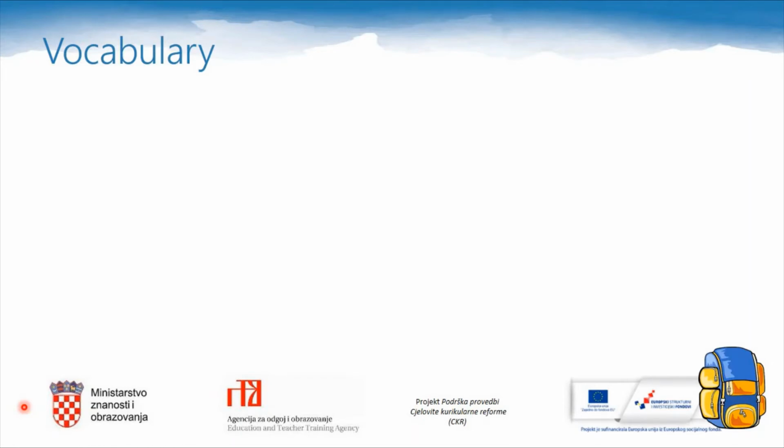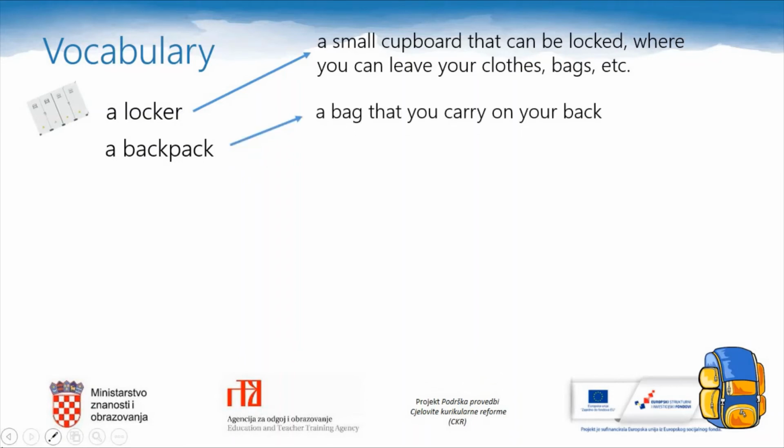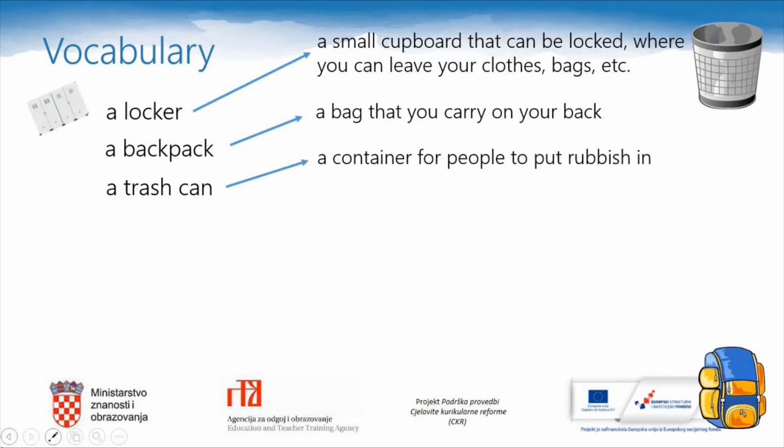Let's continue with some vocabulary. Do you maybe know what a locker is? A locker is a small cupboard that can be locked where you can leave your clothes, bags, etc. A backpack or a rucksack is a bag that you carry on your back. A trash can is a container for people to put rubbish in.